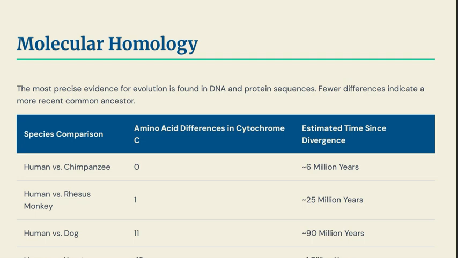Evolution takes a while. But when we're looking at humans versus monkeys, specifically rhesus monkeys, they have one difference, and they have a longer time of divergence of 25 million years. And we have humans and dogs, which has 11 differences, which makes it even longer at 90 million years.